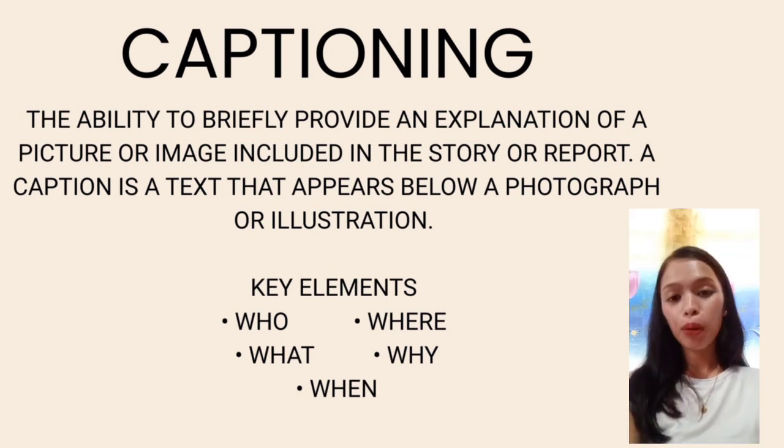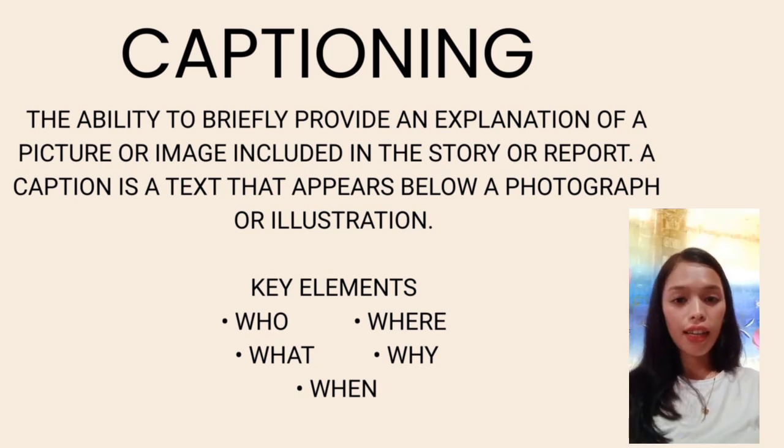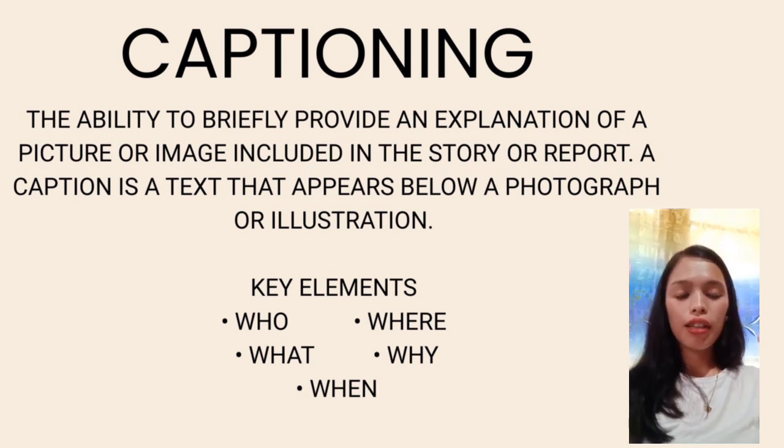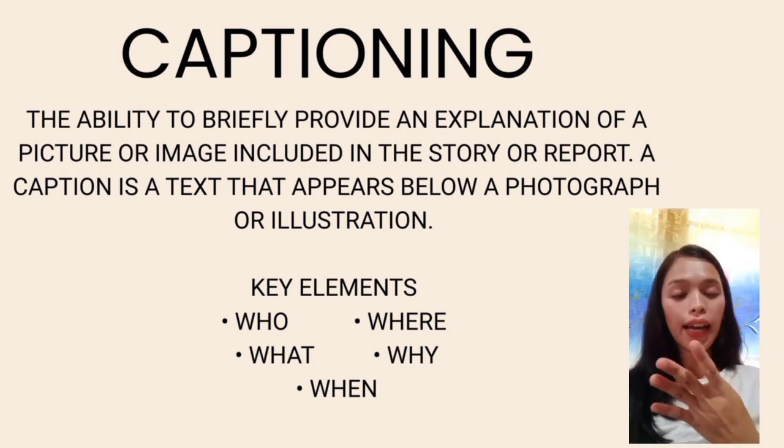Think of it as giving information or context that the photo alone might not convey. What is the purpose of captioning in photojournalism? Captions help readers understand the significance of the photo. They provide details of what is happening in the photo, who is involved, and when and where it was taken. There are key elements that a good caption usually includes: the who, what, when, where, and why.